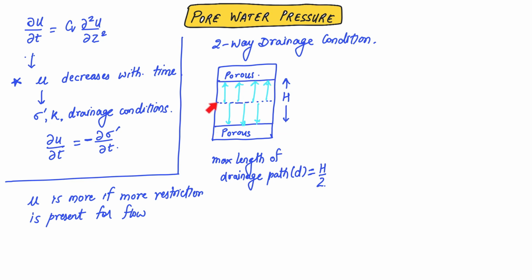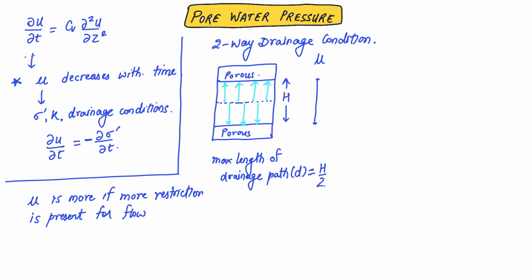But the maximum resistance will be offered by the water that is present at the center line of this particular soil. So if I plot the variation of pore water pressure for this particular soil, what I can say that the water that is present at the exit, that is from both top and bottom, the value of pore water pressure will be almost zero, because that water is free to move.